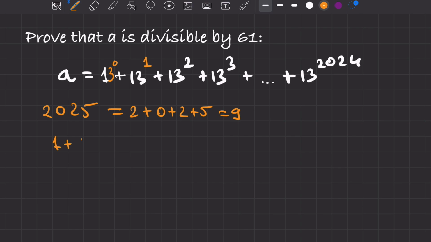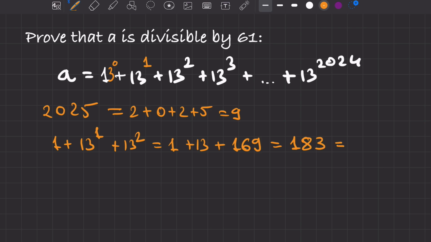And if we look at A, we look at the first 3 and have 1 plus 13 to the power of 1 plus 13 squared, which is 1 plus 13 plus 169, because that's 13 squared, and the sum gives us 183. 183 is 3 multiplied by 61, and we get 61 in our first try.